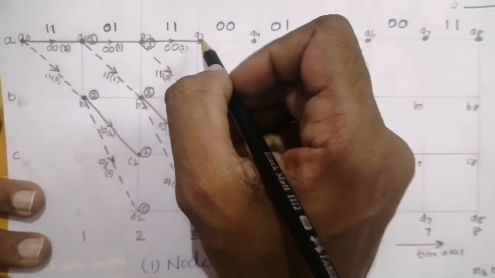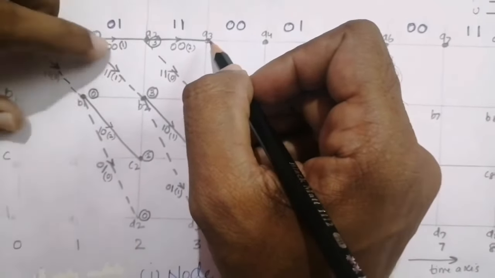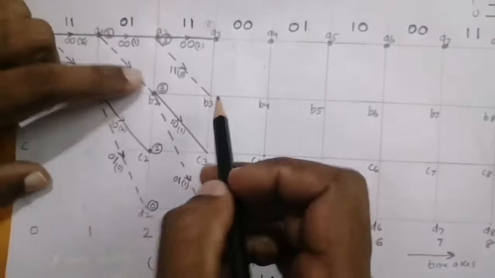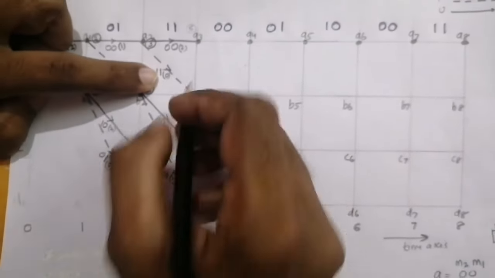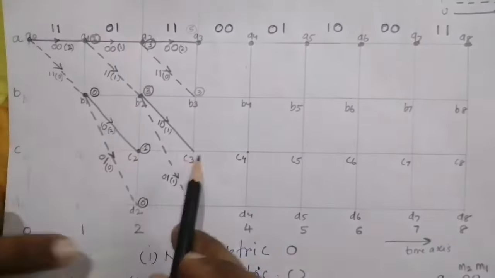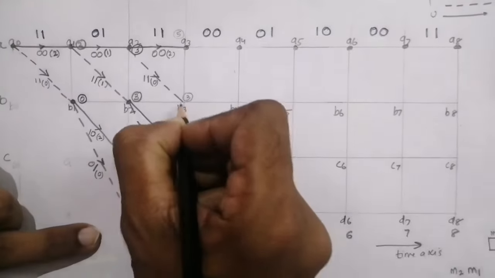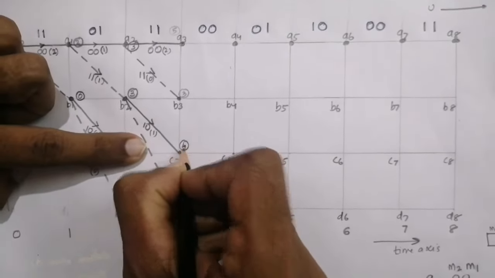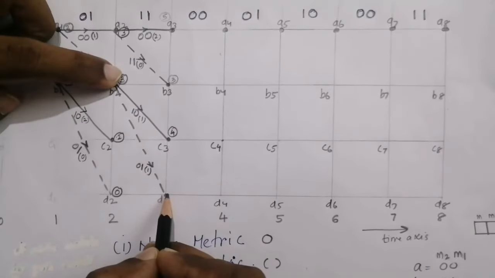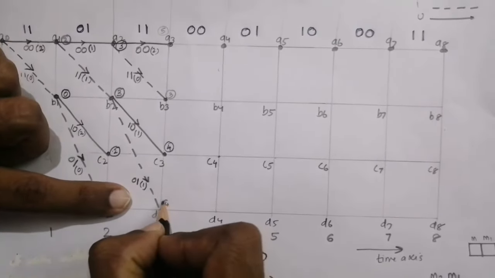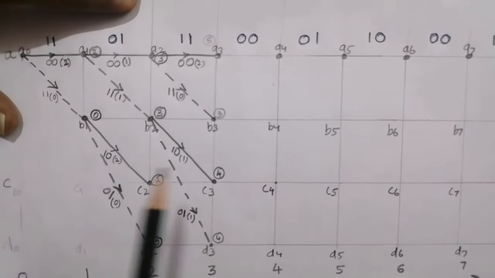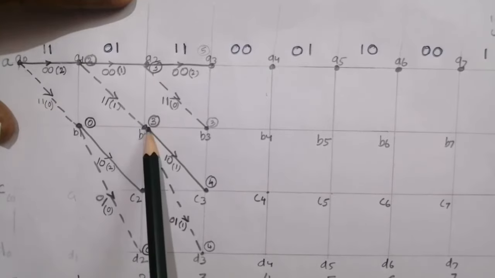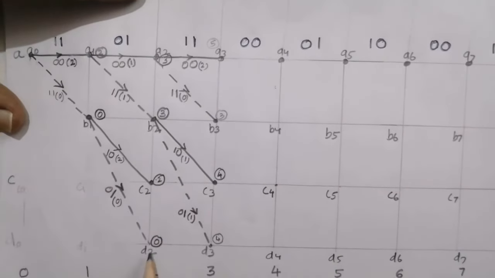Now what about the node metric? The node metric at A3 is 3 plus 2, 5. At here 3 plus 0, 3. At here 3 plus 1, 4. At here 3 plus 1 again, 4. So we computed up to A and B. Now we need to calculate from C2 and D2.